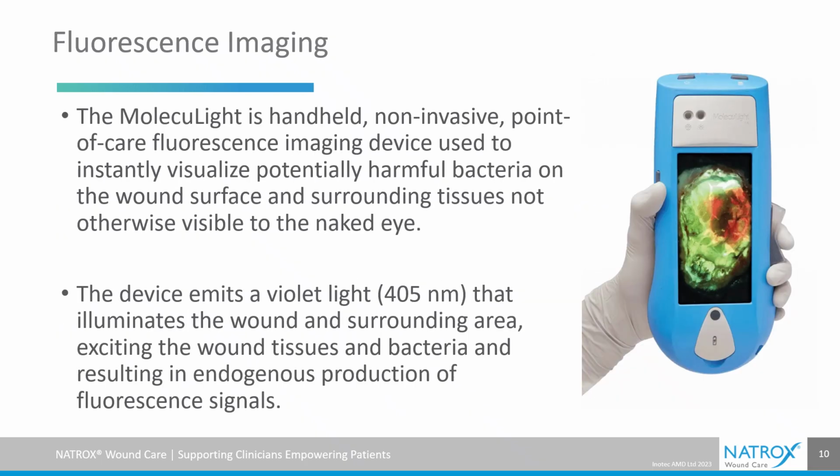The Moleculite is a handheld, non-invasive, point-of-care fluorescence imaging device that is used to instantly visualize potentially harmful bacteria on the wound surface and the surrounding tissues not otherwise visible to the naked eye. The device emits a safe violet light that illuminates the wound and the surrounding tissues, exciting the wound tissues and bacteria, resulting in endogenous production of fluorescent signals.